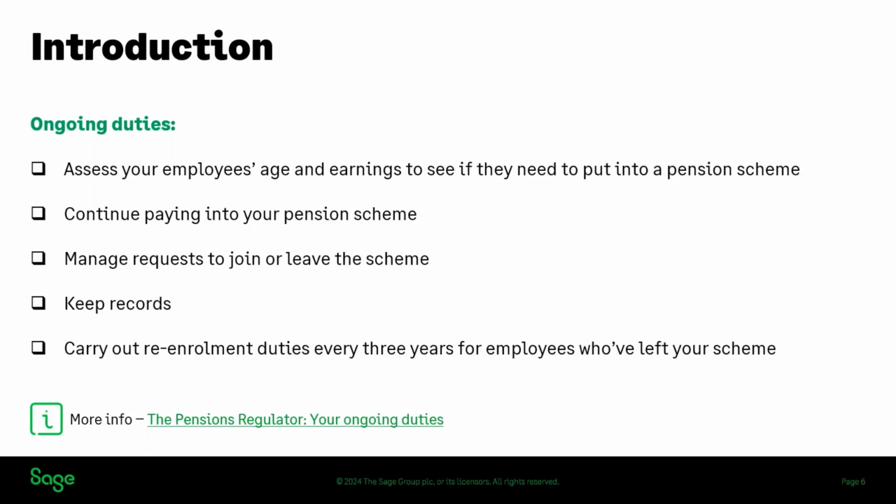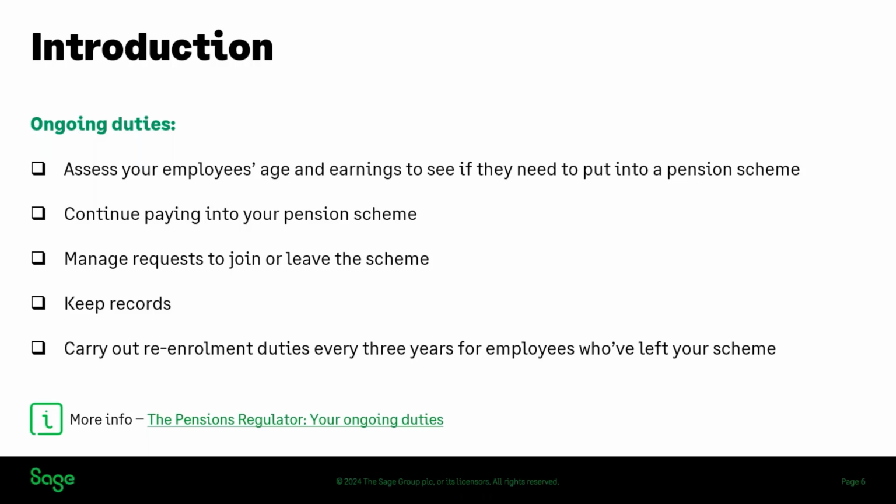You'll need to maintain contributions into the pension scheme, recording employee and employer contributions and ensuring they're above the legal minimum. You're responsible for managing requests to join or leave the scheme, known as opting in or opting out. You'll need to keep records of how you've complied with these duties. And then every 3 years, you have a duty to re-enroll employees who have previously opted out or left your pension scheme. And we do cover re-enrollment in one of our other pensions webinars. So again, look out for more details towards the end of the session.